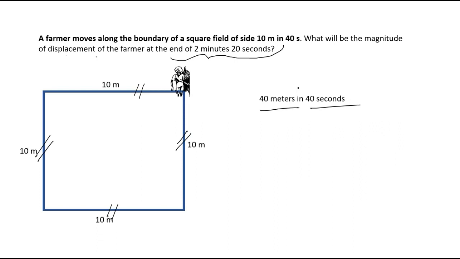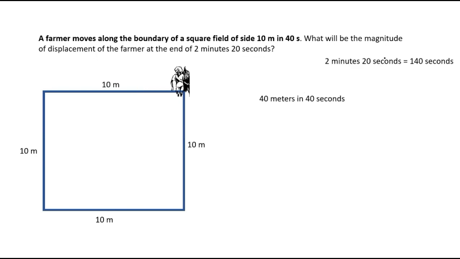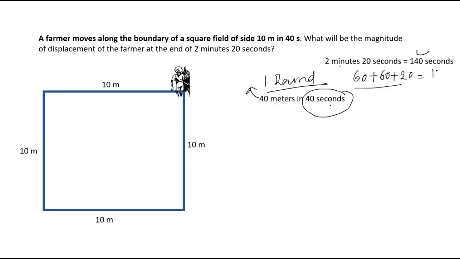Okay. Now what do you mean by 2 minutes 20 seconds? Can we convert 2 minutes 20 seconds into seconds? Because we know it becomes very easy: in 40 seconds he covers 40 meters, it's one round. Now 2 minutes 20 seconds is equal to 60 plus 60 plus 20. So 120 plus 20 is equal to 140 seconds. Right. Now we'll go ahead. In 40 seconds he covers 40 meters.